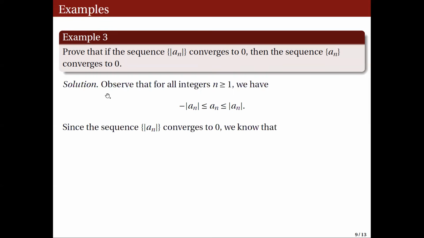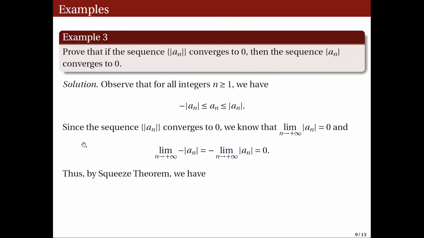Because the sequence absolute value of a sub n converges to 0, we know that the limit of the absolute value of a sub n as n goes to positive infinity is 0, and the limit of the negative of the absolute value of a sub n as n goes to positive infinity, which can be written as the negative of the limit of the absolute value of a sub n as n goes to positive infinity, is actually equal to 0 as well.